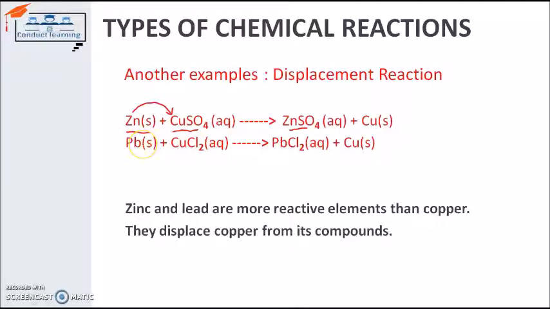The same reaction we can see with lead and copper chloride. The lead displaces the copper and forms lead chloride and copper as an individual element. That means zinc and lead are more reactive elements than copper, because they help to displace the copper from the copper chloride solution and copper sulfate solution. That means zinc and lead are both more reactive than copper. They displace the copper from their solution. This kind of reaction is known as a displacement reaction.